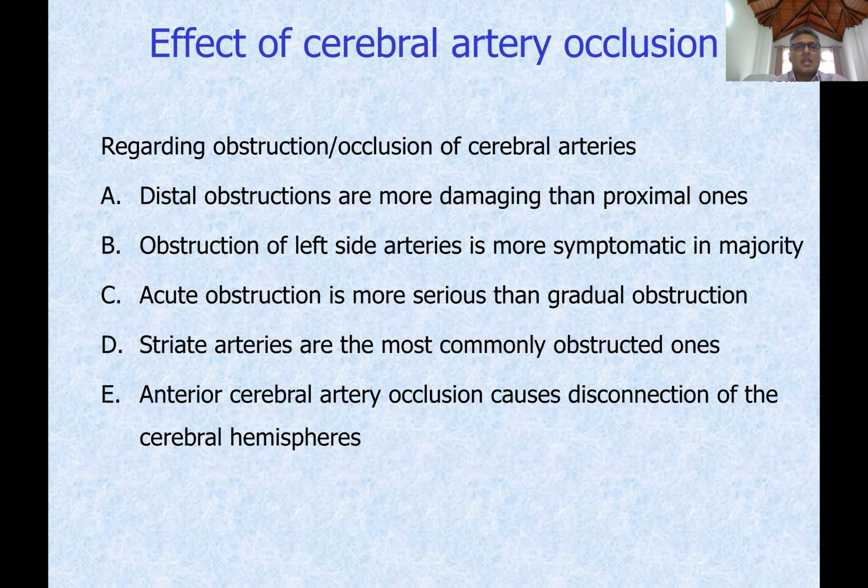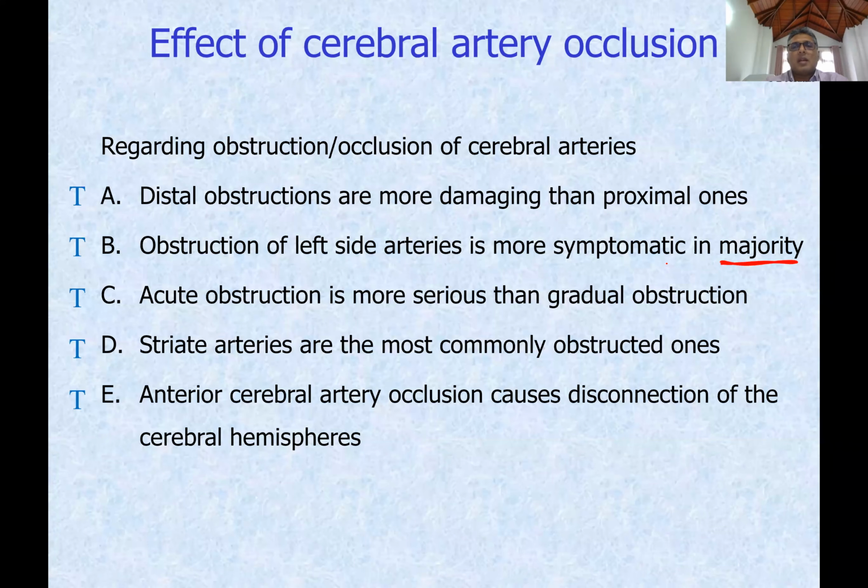Then obstruction of the left side arteries is more symptomatic because in the majority the dominant hemisphere is the left hemisphere. That's why in our previous example aphasia was there, because it's the left side of the brain that was affected. If it was the right side, you might not get aphasia because Wernicke's and Broca area are on the dominant hemisphere. So that's the true one. Then acute obstruction is more serious than gradual.